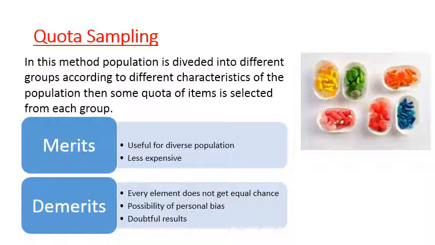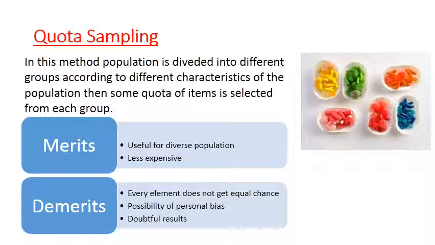Quota sampling. Quota sampling is like stratified sampling, but here when the population is divided into different groups, then a given quota is selected from each group. For example, 10% is selected from each group, 5% is selected from each group. So that is quota sampling. That means some quota is selected from each group for the sample.